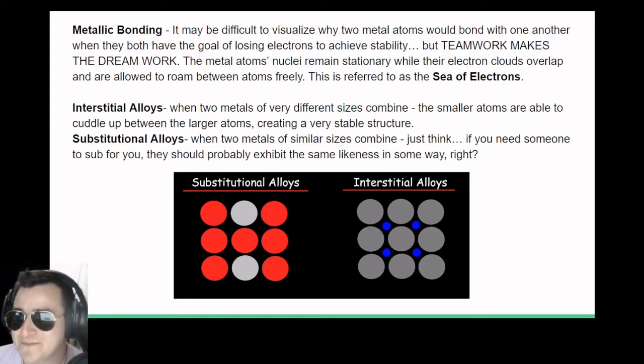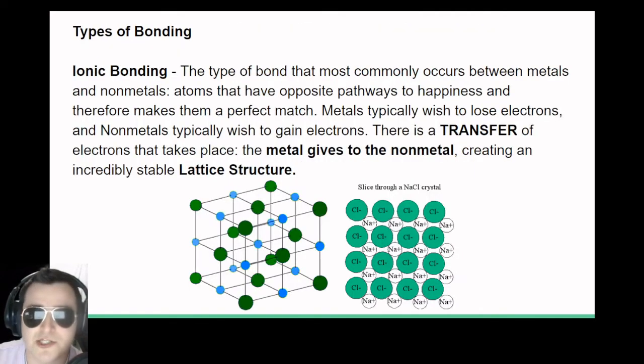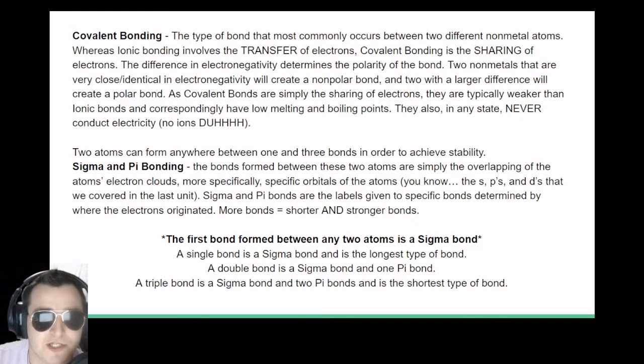Substitutional alloys are two atoms, two metals, of very similar sizes. Now that name substitutional makes a whole bunch of sense. They can be subs for one another. They fulfill the same role, essentially. That's that. But anyways, this is why they form really, really tight-knit structures, very strong intramolecular forces, especially regarding those interstitial alloys, because they are so similar to that ionic lattice structure. So that's just a couple little terms to throw on the top here.